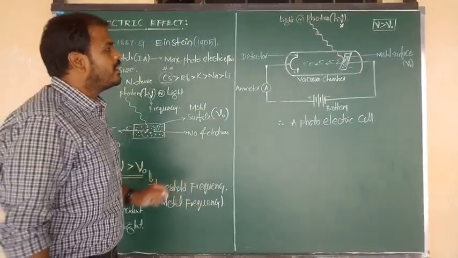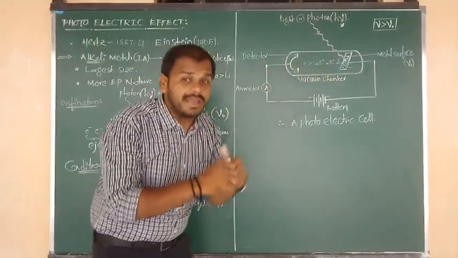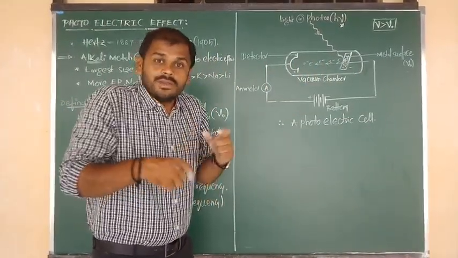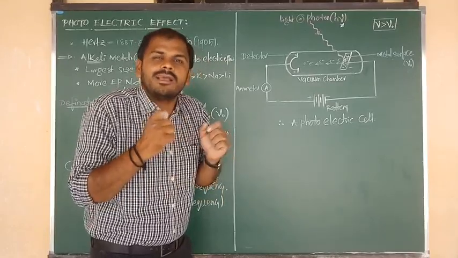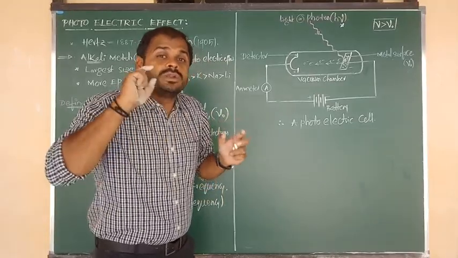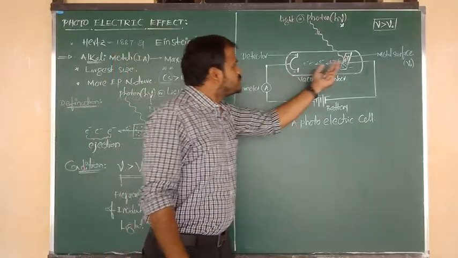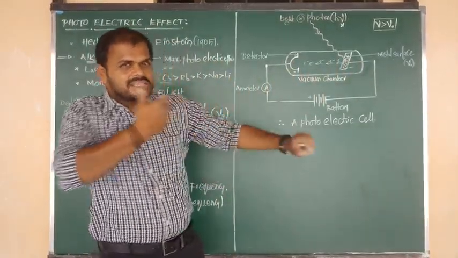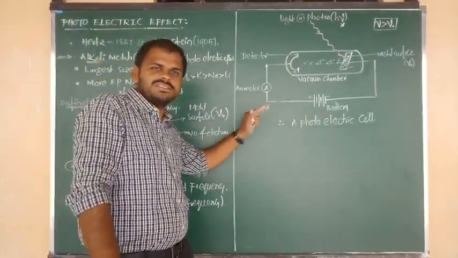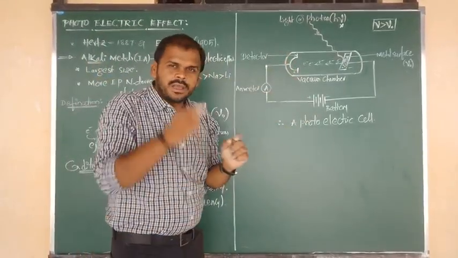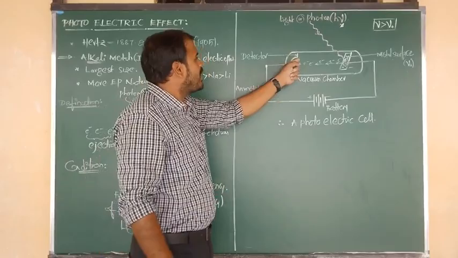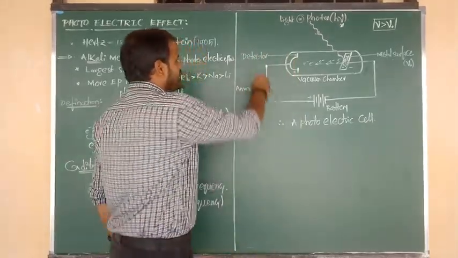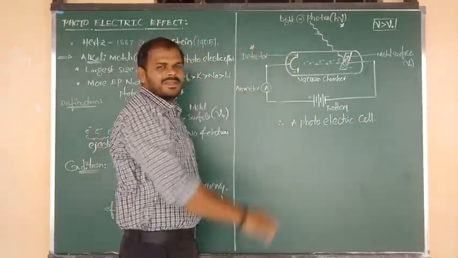So whether the electrons are being released or not, to detect such emitted electrons, on the left side we have to arrange a particular apparatus. That apparatus is known as the detector.